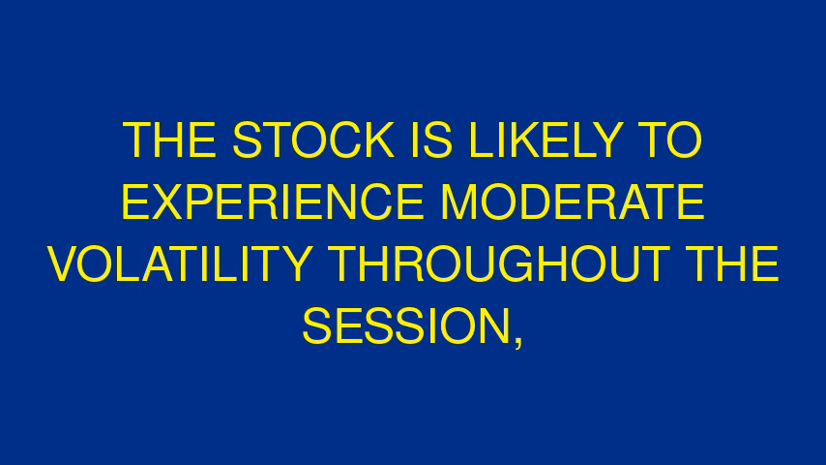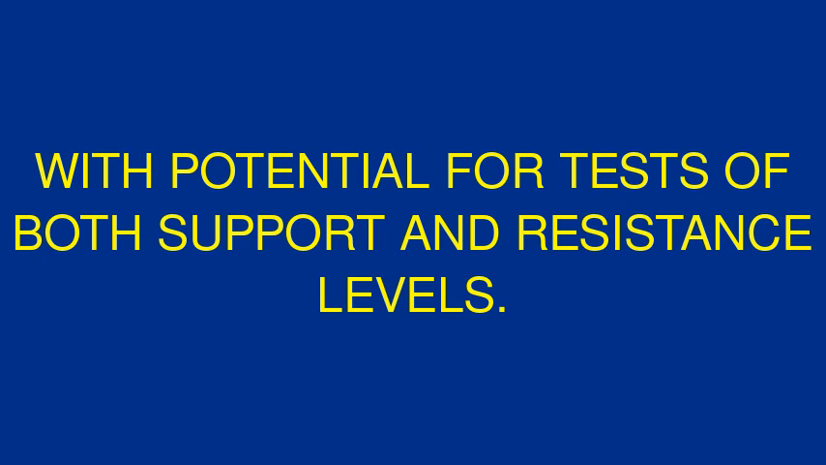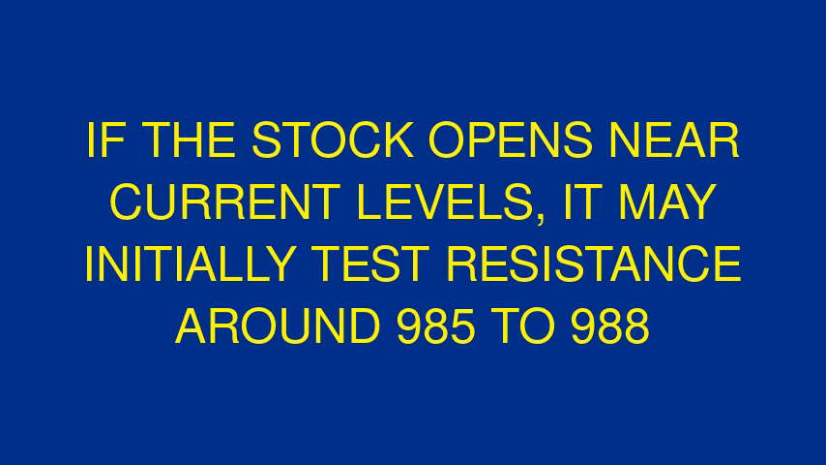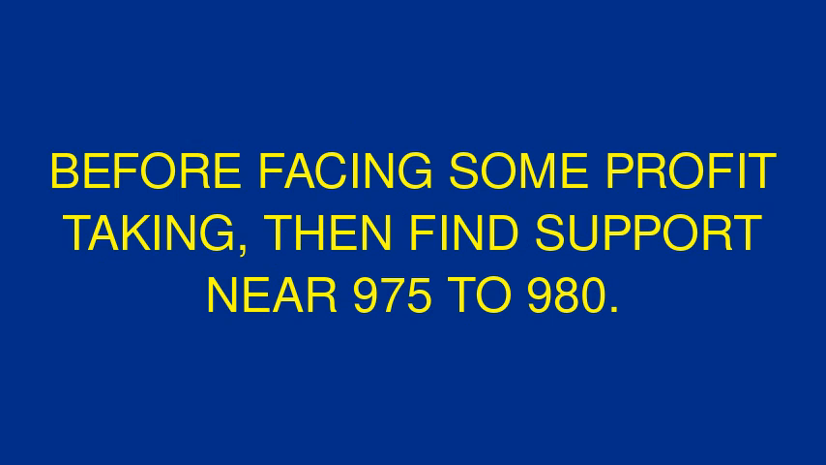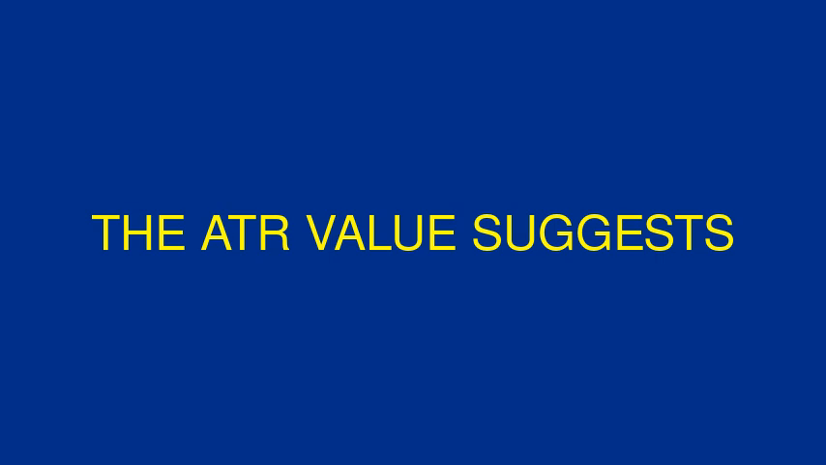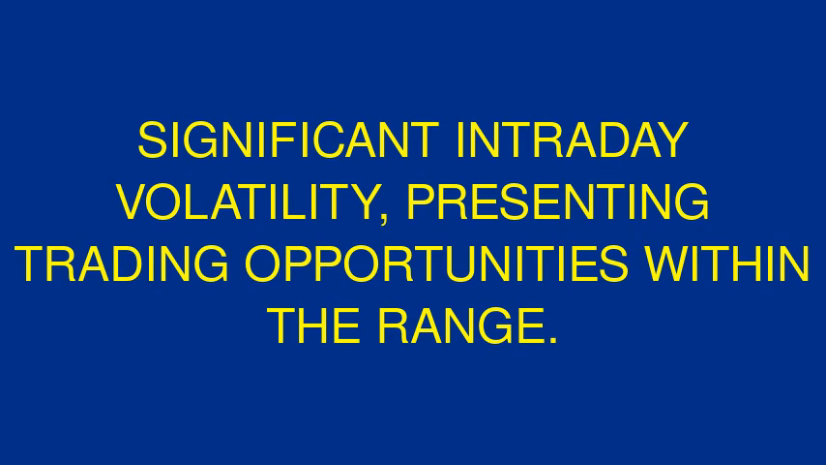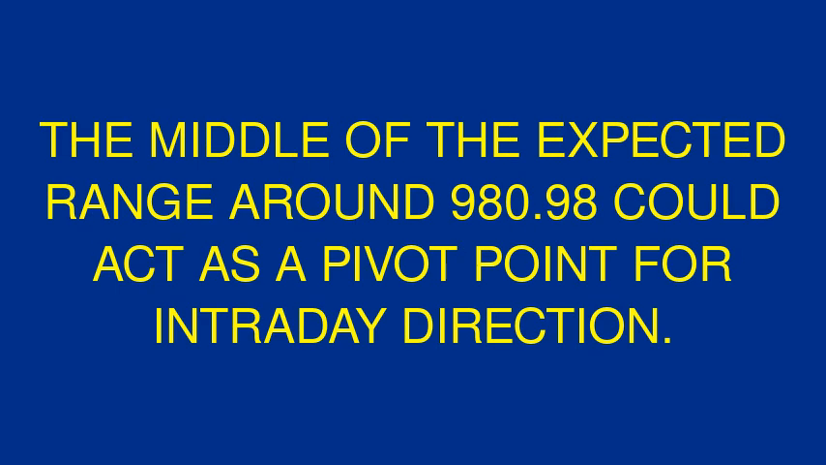The stock is likely to experience moderate volatility throughout the session, with potential for tests of both support and resistance levels. If the stock opens near current levels, it may initially test resistance around 985 to 988 before facing some profit taking, then find support near 975 to 980. The ATR value suggests significant intraday volatility, presenting trading opportunities within the range. The middle of the expected range around 980.98 could act as a pivot point for intraday direction.